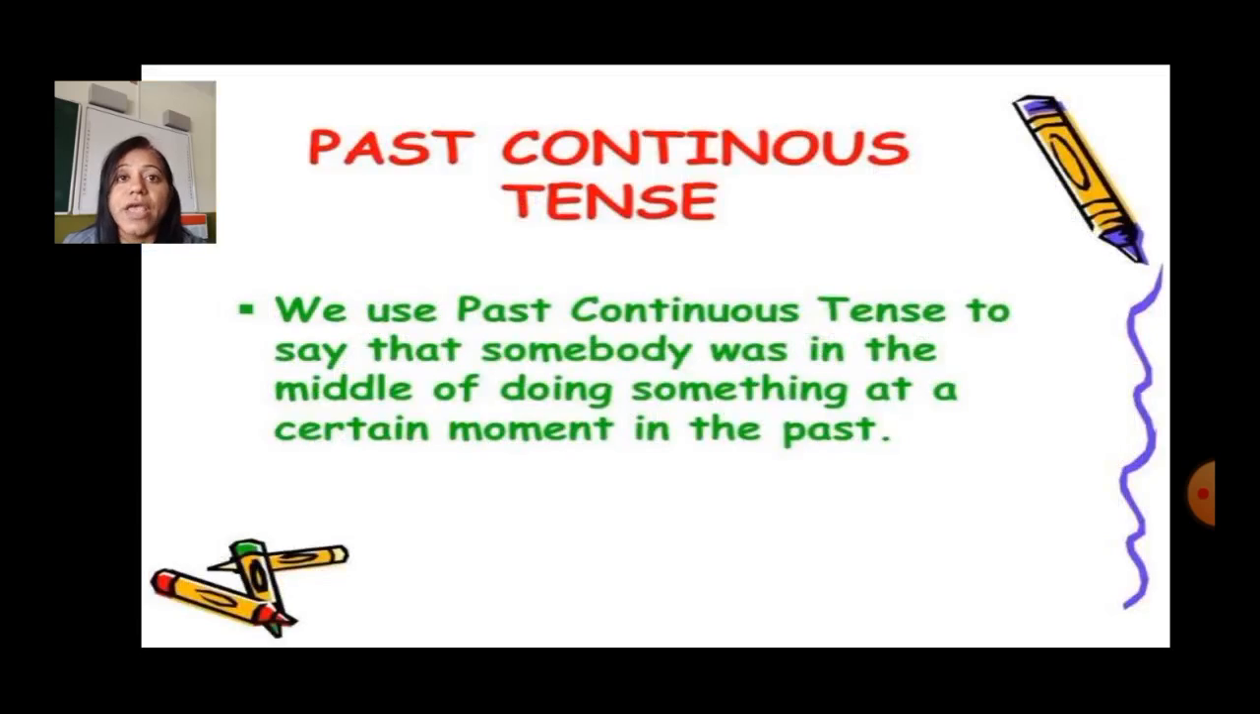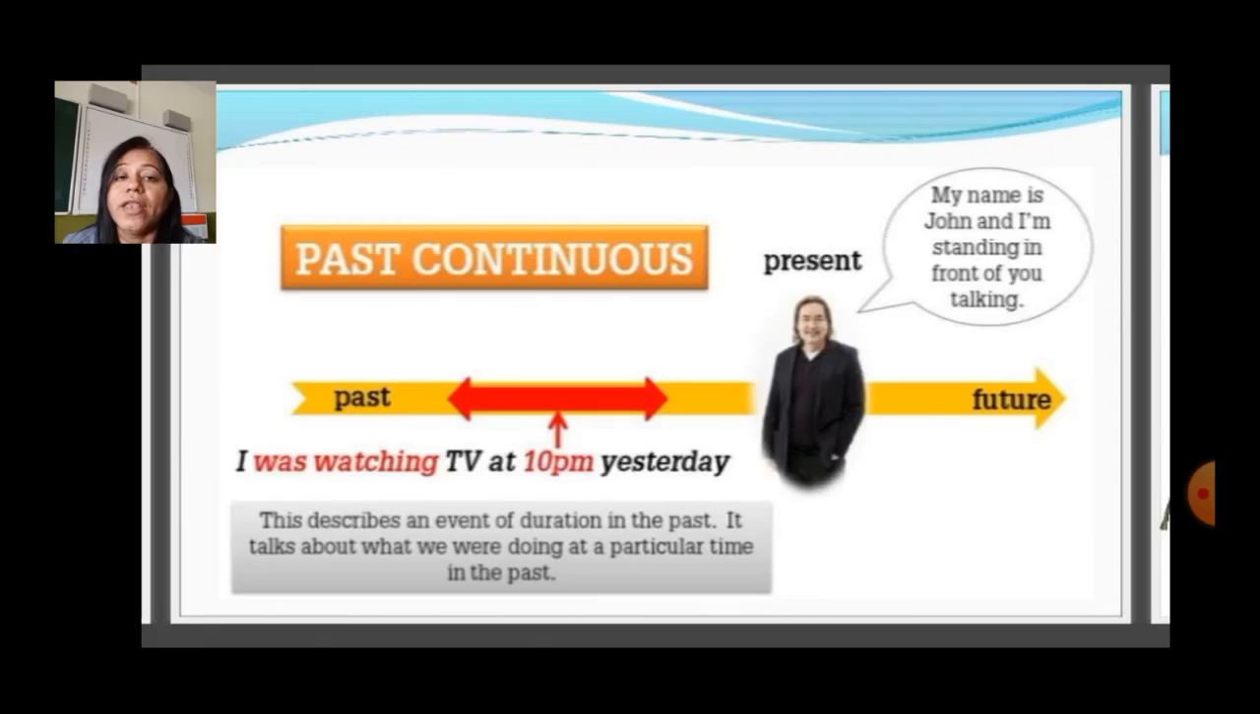We use past continuous tense to say that somebody was in the middle of doing something at a certain moment in the past. Now let's see what is the difference between present and past. First of all, we can take one example. My name is John and I am standing in front of you talking. So this action is happening just now.